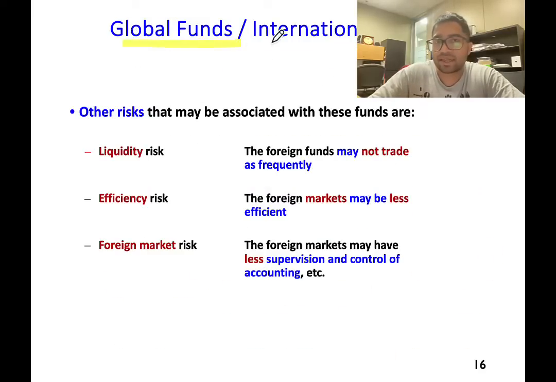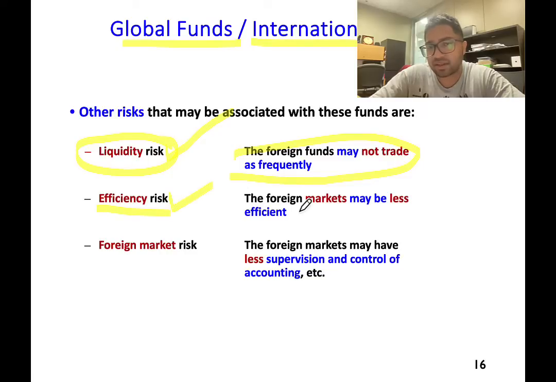Other risks that are present in international funds, important for the exam: they might have liquidity risk because markets might not be matured enough. For example, if you invest in a fund that targets some developing country, that country might not have a developed equity market, so it might not have liquidity. Foreign funds may not trade as frequently. They have efficiency risk. Foreign markets may be less efficient than Canadian or American markets. They have foreign market risk too. The foreign markets may have less supervision and control of accounting.